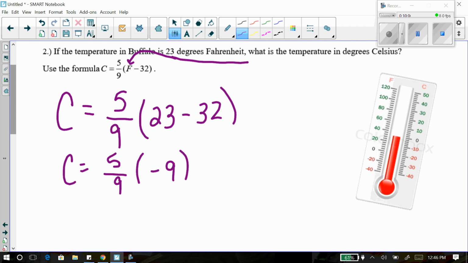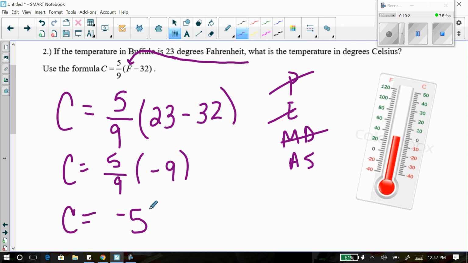Now we do our multiplication. First, we have to do our parentheses, right? P-E-M-D-A-S. Parentheses first. I see no exponents. Now we do multiplication and division. 5/9 times -9 gives me -5 degrees. So -5 degrees Celsius.